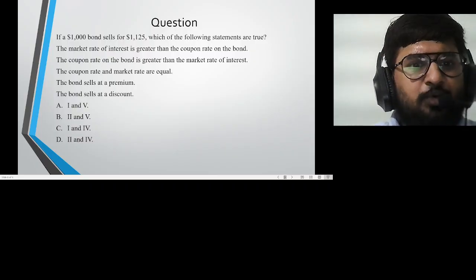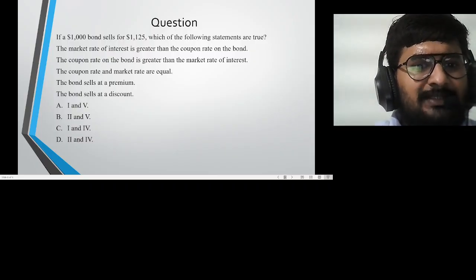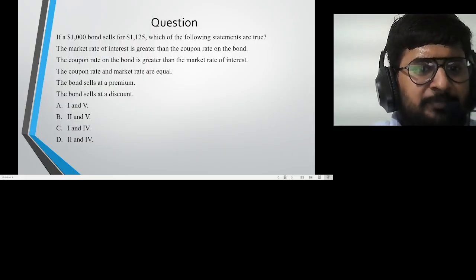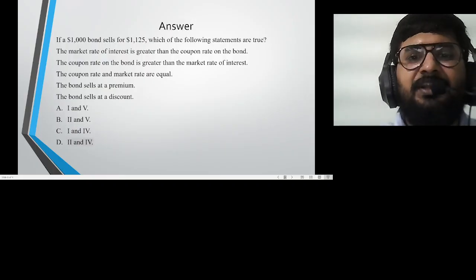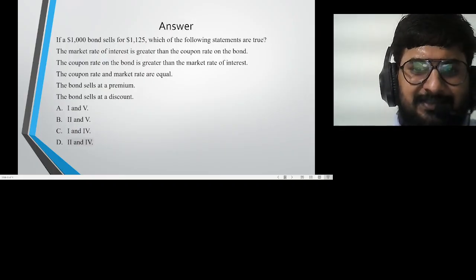Bond sells at a discount. No. So only 2 and 4, these are correct. That is given in option D. So option D, 2 and 4, only that is correct.